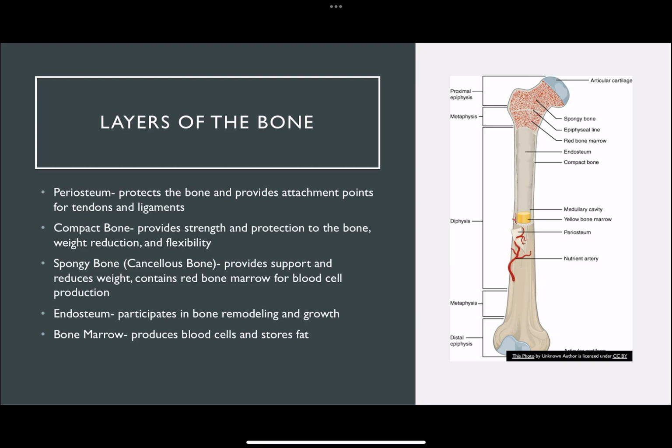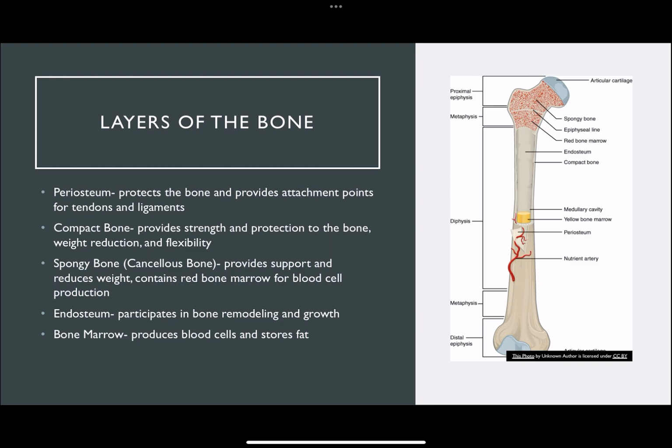The compact bone is next, which provides strength and protection to the bone, weight reduction, and flexibility. This is composed of osteons, the central canal, osteocytes, and canaliculi. Spongy bone, also known as cancellous bone, provides support and reduces weight, contains red bone marrow, and is involved in blood cell production. This is composed of trabeculae, which are irregularly arranged lamellae and osteocytes.